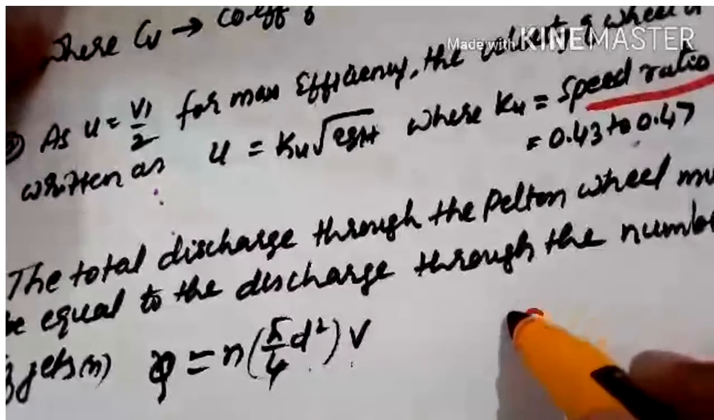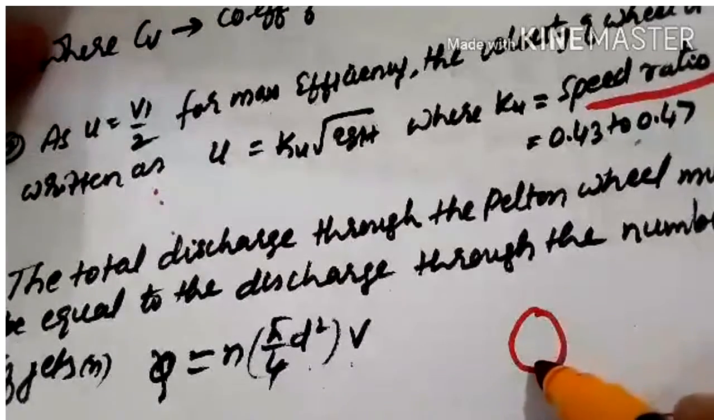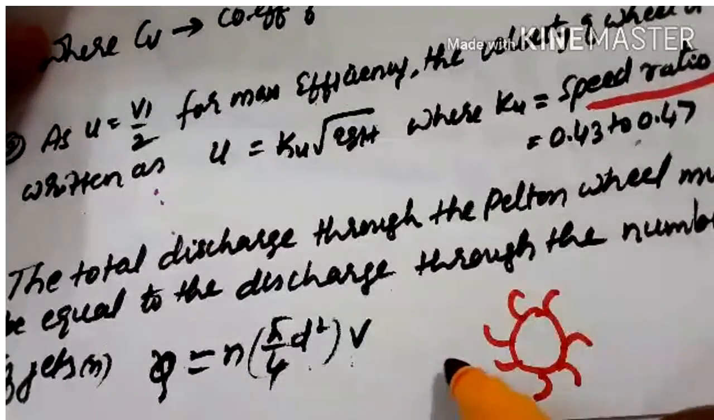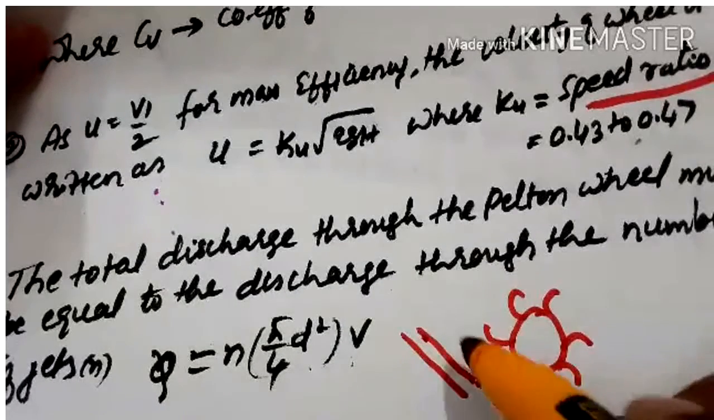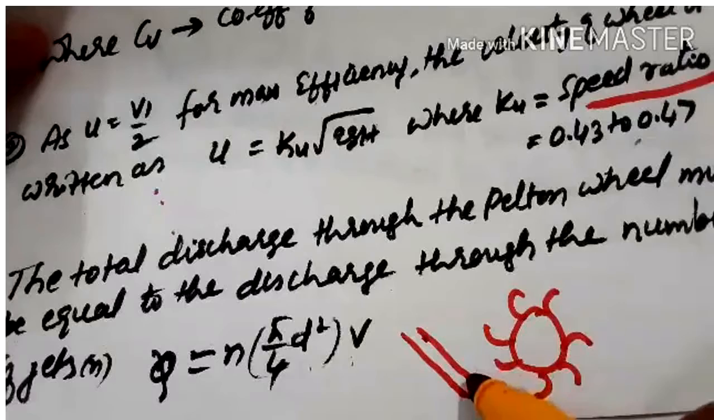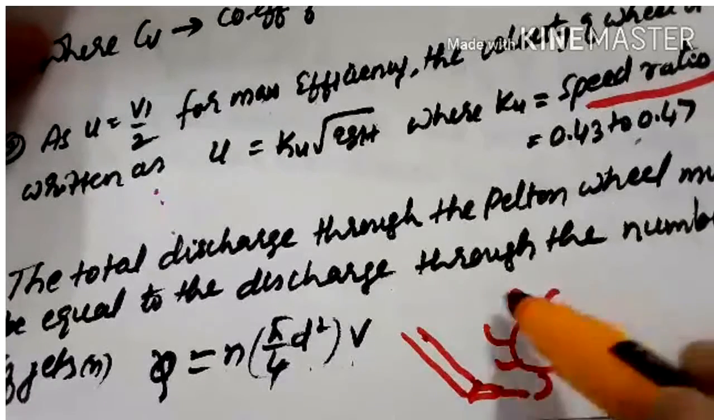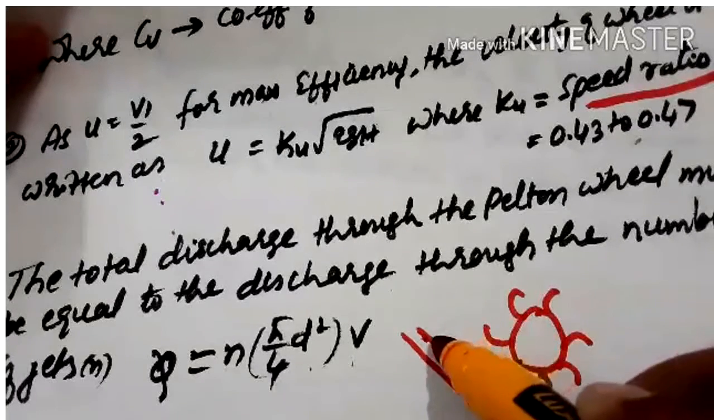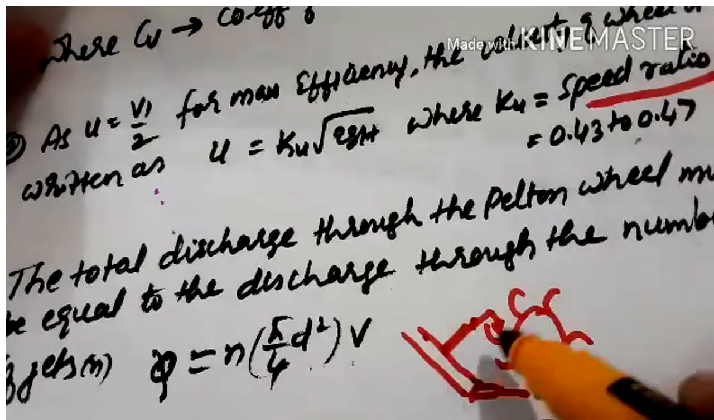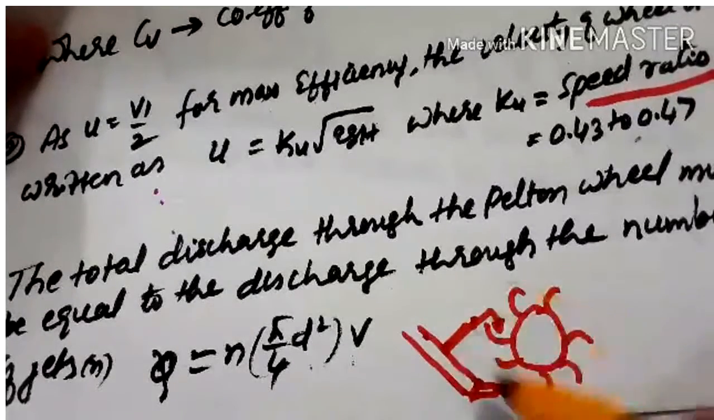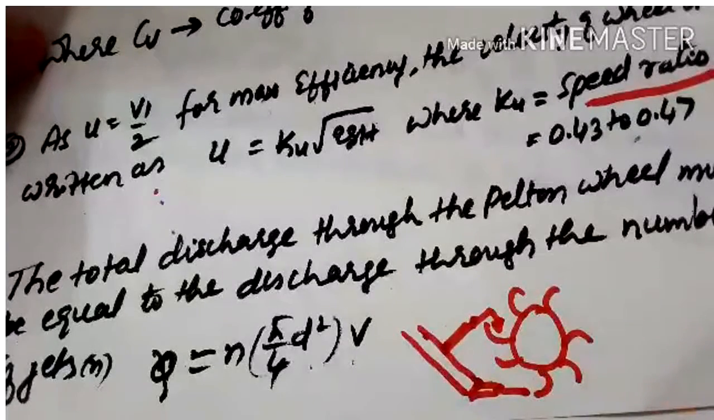Means if this is the Pelton wheel and these are the buckets provided, and this is a main pipe, if the jets are provided here, this is one jet, and through the same pipe another jet is striking like this. If multiple jets are provided to generate the power, then the total discharge is equal to the discharge through the number of jets provided.